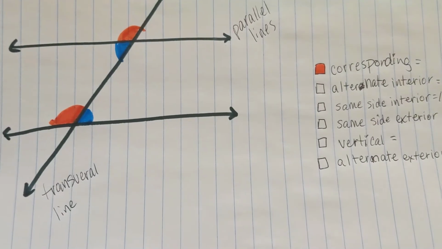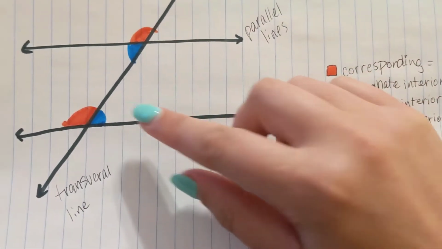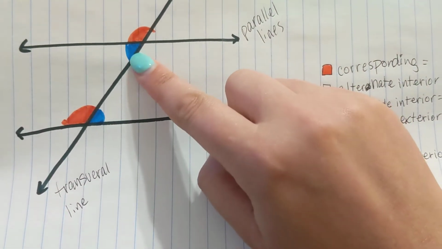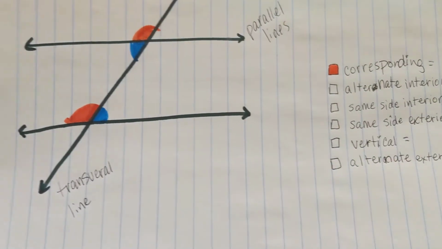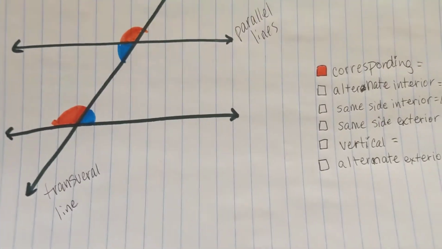And another way that you can tell that they're equal, do they look the same? So this is acute, this is acute. Oh, I forgot to color code this blue.